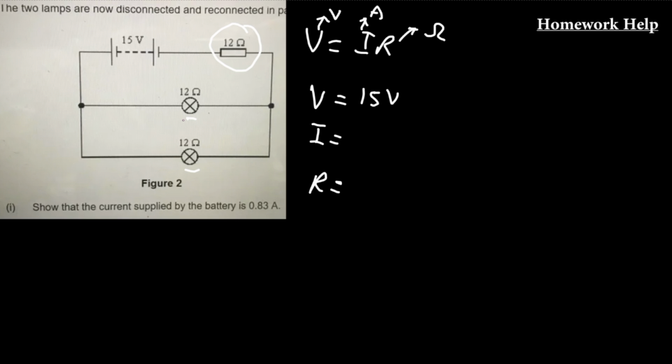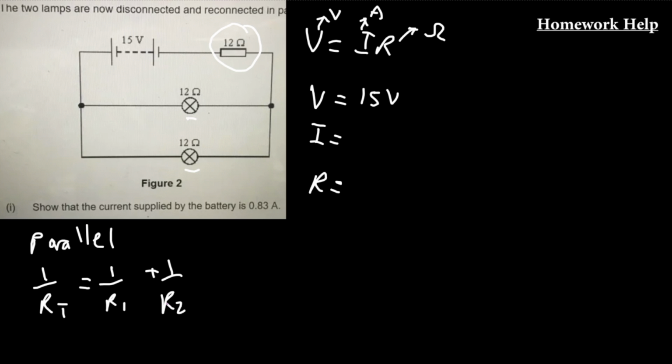So for parallel, to solve for resistance in parallel, you need the formula 1 over R total equals 1 over R1 plus 1 over R2. R1 and R2 just stand for the resistances that are in parallel. So in this case, you're going to get 1 over 12 plus 1 over 12. So 1 over R total gives you 2 over 12.